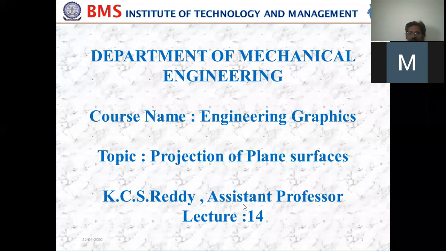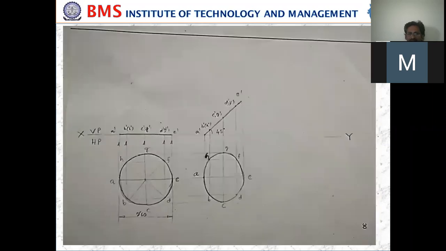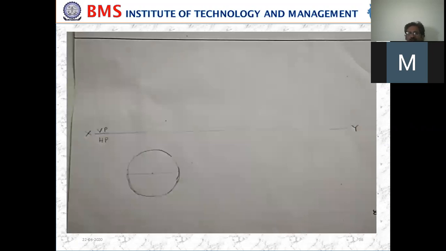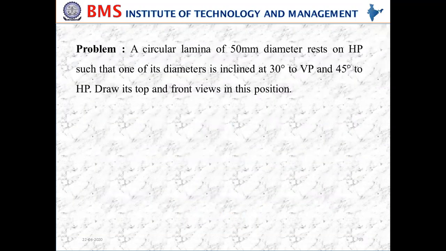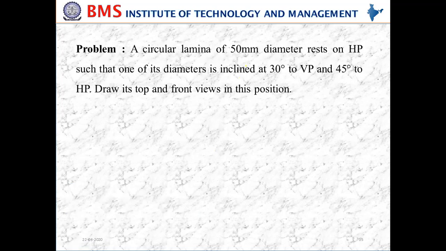So today morning we discussed the circular lamina, and similarly we'll go with the next problem. See here this talks about a circular lamina of 50 mm diameter. A circular lamina of 50 mm diameter rests on HP such that one of its diameters is inclined at 30 degrees to VP.